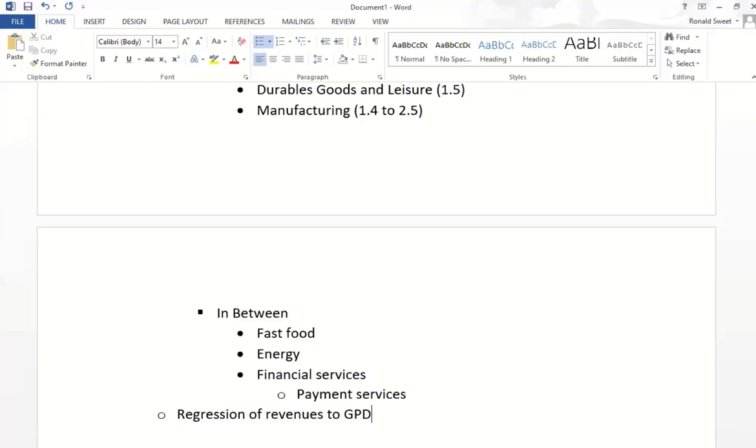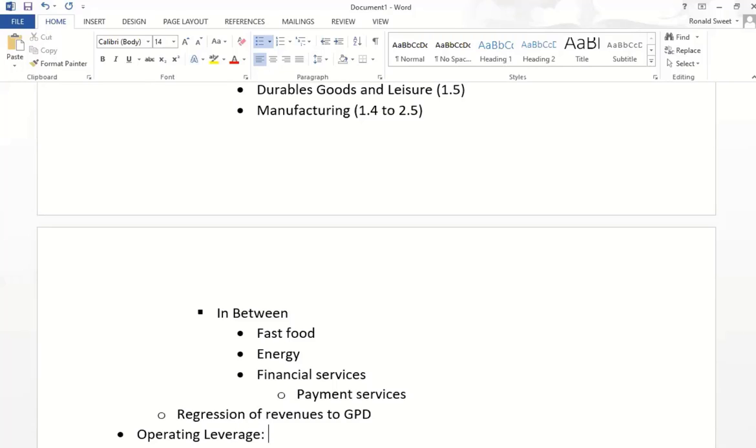But you could try that. I don't usually think of it that way, but it's interesting to try. It's not that hard to do because it's easy to get quarterly revenues and it's easy to get quarterly GDP numbers. All right, step 2 is the operating leverage.